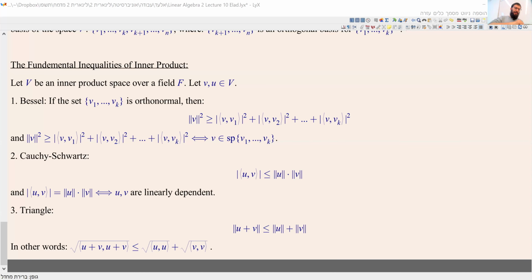Let's see how much time is left. We can start on the next subject. It's still talking about inner products, etc.